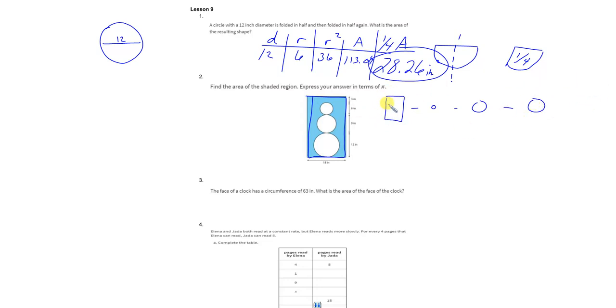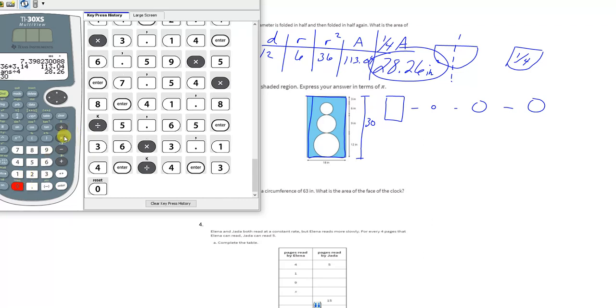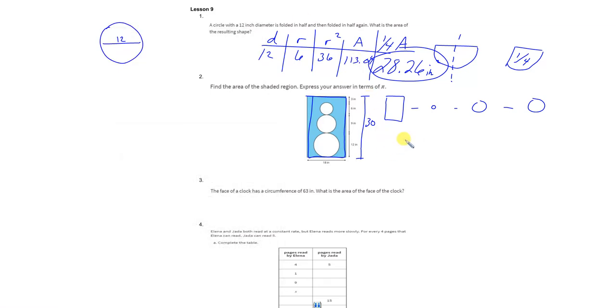So my rectangle is 3 plus 6, which is 9, plus 9 is 18. 18 plus 12, this whole section right here is 30 tall by 18. And 30 times 18, when I multiply those two numbers, gives me the area of my big rectangle, which is 540 square inches. So 540 inches squared.